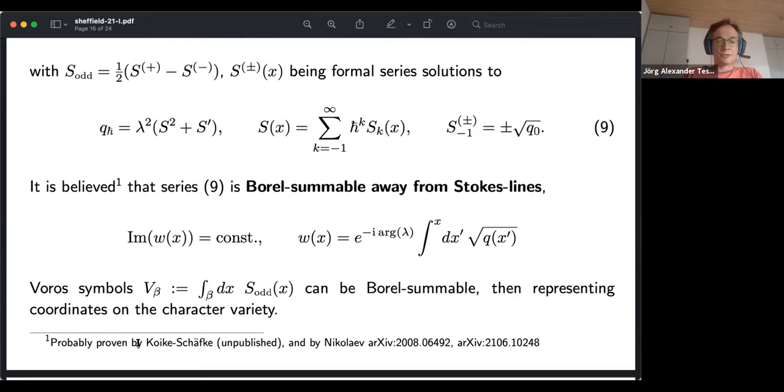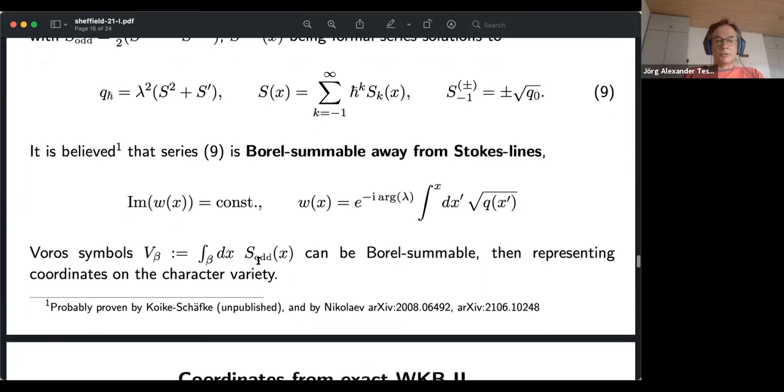the results to this effect, which are relevant here, are generically attributed to Koike and Schäfke, and the manuscript was not available, at least to me, where this was done, and so it is very good that now Nikita Nikolaev has presented proofs of relevant results in these two papers.